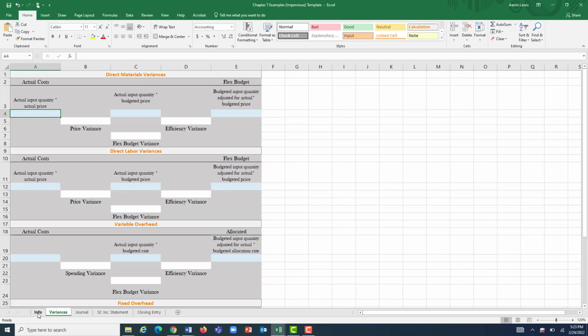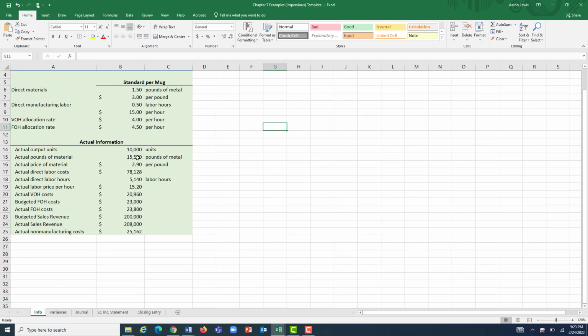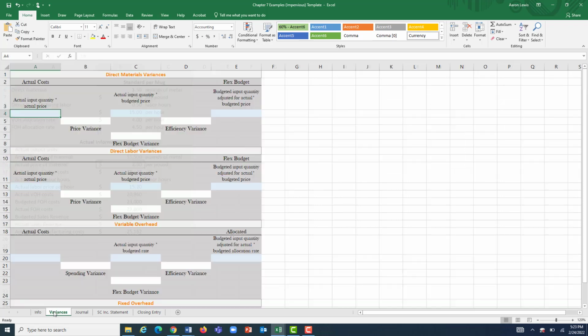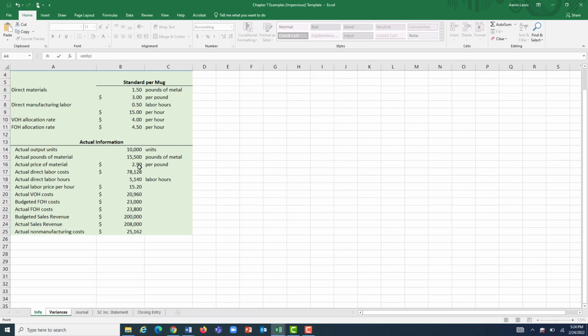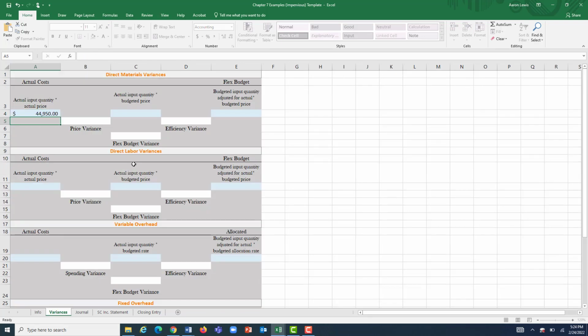Well, if we go back to our info, we see over here that we actually used 15,500 pounds of metal, and our actual price was $2.90 per pound. So if I multiply those two numbers together, I get our actual total cost for materials during the period. And we determined that Impervious Travel Mugs actually spent $44,950 on materials during the period.